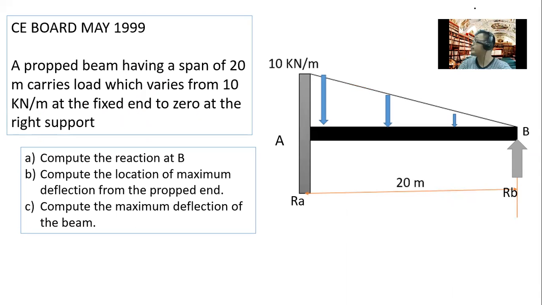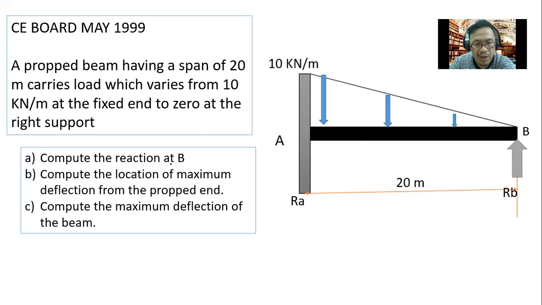So what is one? A prop beam having a span of 20 meters. Board exam type problems in CE. Board May 1999. Okay. So a prop beam having a span of 20 meters, as you can see, carries a load which varies from 10 kilonewton meter here from the fixed and then 0 dito sa end.